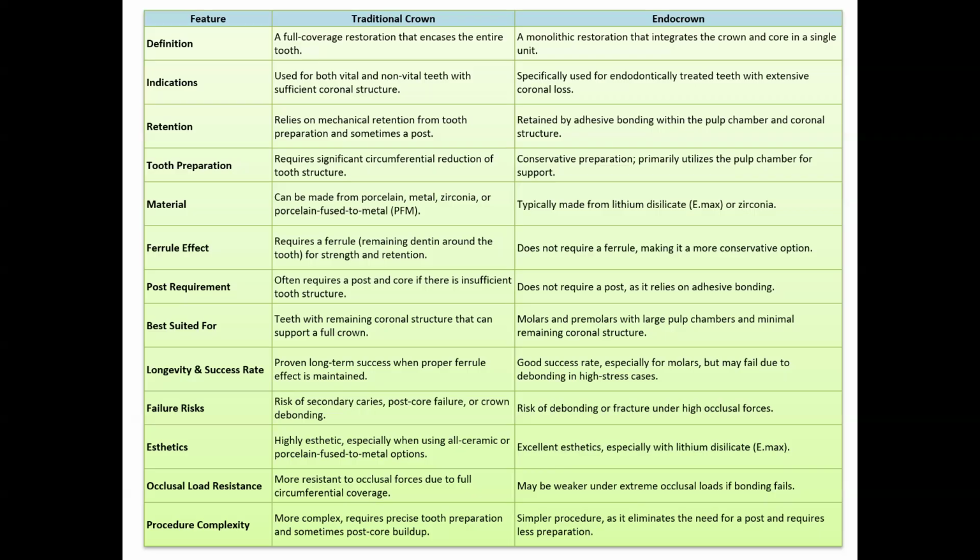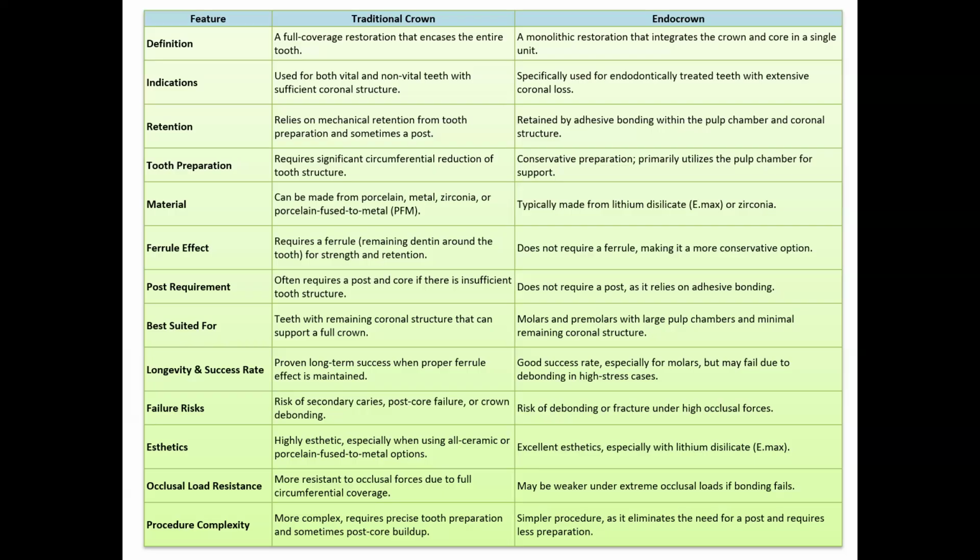For material, a traditional crown can be porcelain, metal, zirconia, or porcelain fused to metal. In the case of the endocrown, as I already mentioned, it is a monoblock concept where you use only a single type of material in preparing the crown tooth structure. Either lithium disilicate or zirconia, which bond directly to the tooth structure. Ferrule effect: when you're doing a crown, it almost requires a ferrule.